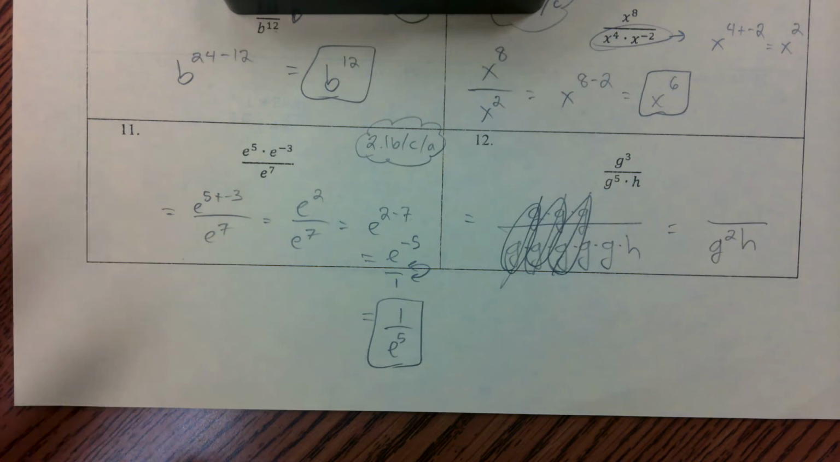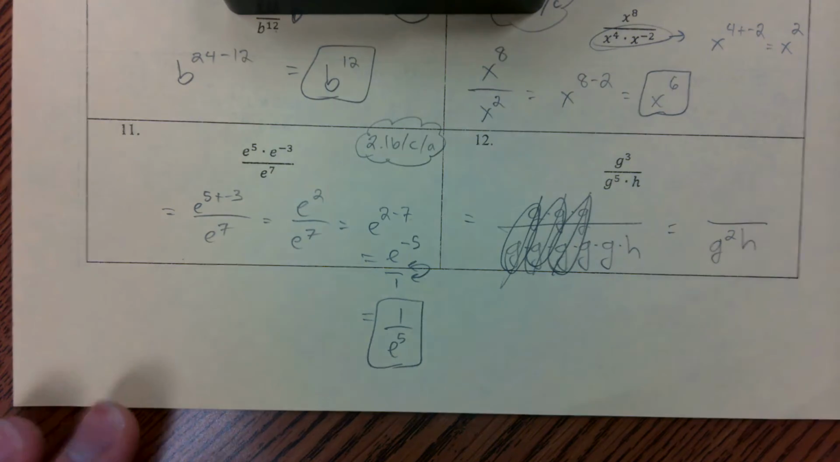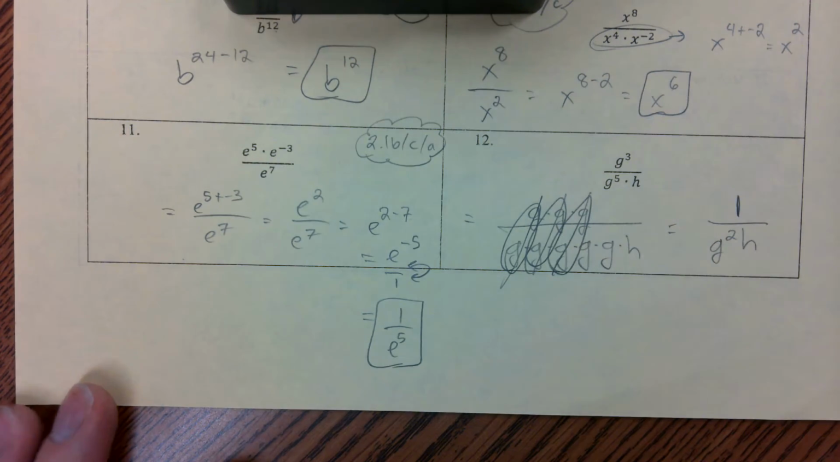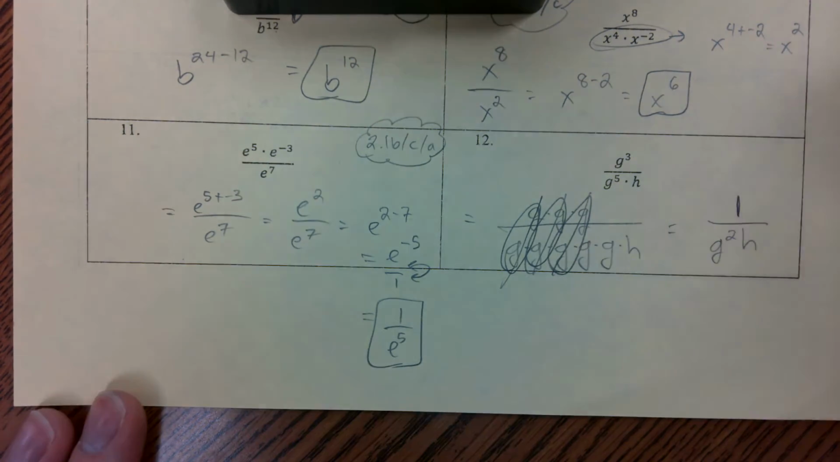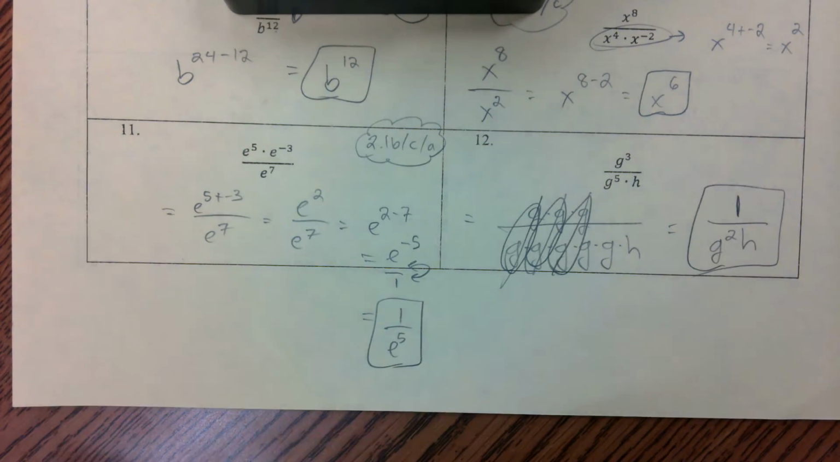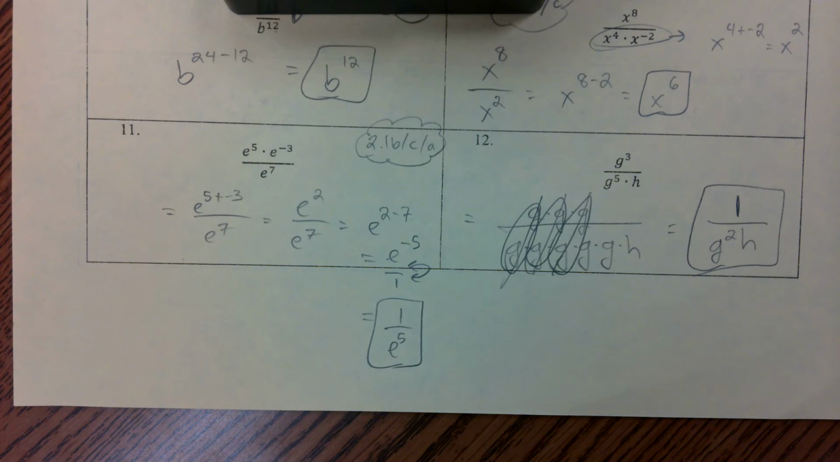And then it looks like we canceled everything out on the top. So what's going to be our numerator? 1. If everything cancels out, there's still a 1 left over, not a 0. Can't just get rid of the fraction. You have to have 1 in the numerator. Questions on 11 and 12? Perfect.